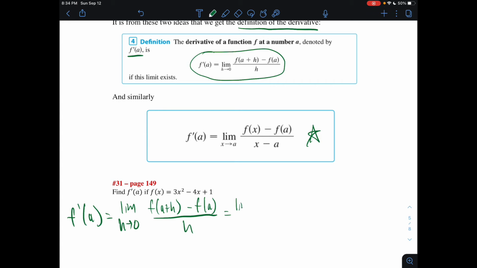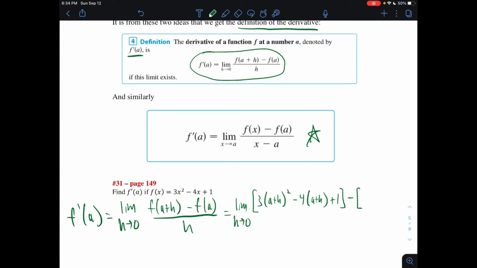And now we'll just plug in. The limit as h approaches 0. f of a plus h means everywhere that I saw an x, I'm now going to replace with a plus h. So that will be 3 times, instead of x squared, it's a plus h, quantity squared, minus 4, instead of x, it's a plus h, and then plus 1. But then for f of a, the second part of this difference in the numerator, I'm just plugging in a anywhere that I saw an x.